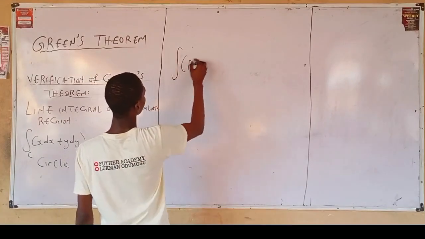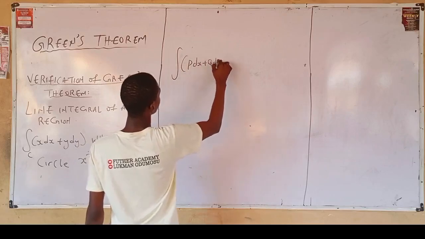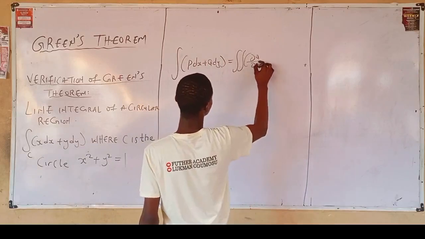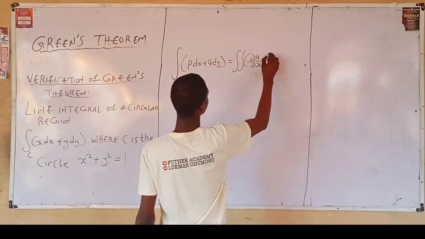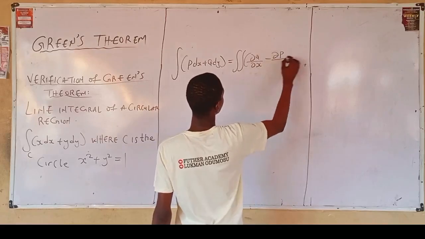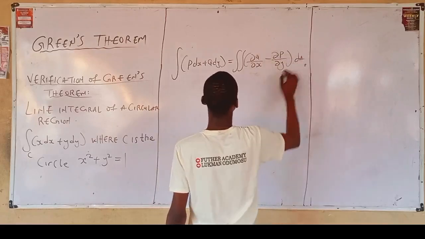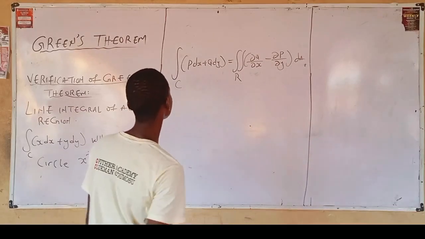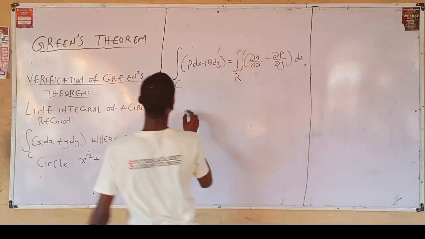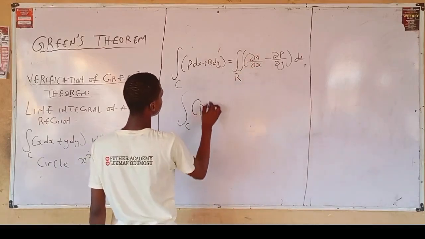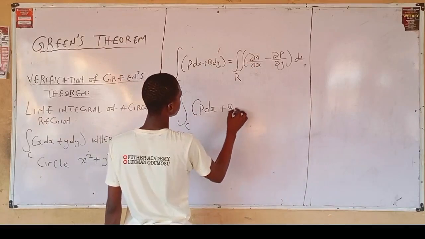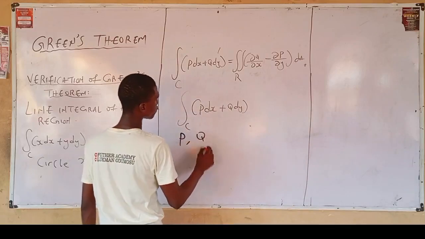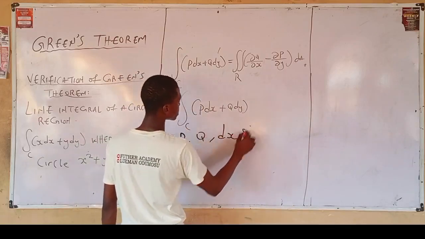I have the integral of P dx plus Q dy is equal to the double integral of the partial derivative of Q with respect to x minus the partial derivative of P with respect to y, multiplied by dA. This is R, this is C. Now, say you want to implement this line integral, which is the integral over C of P dx plus Q dy. You need the function of P, you need the function of Q, you need the function of x, and you need dy.